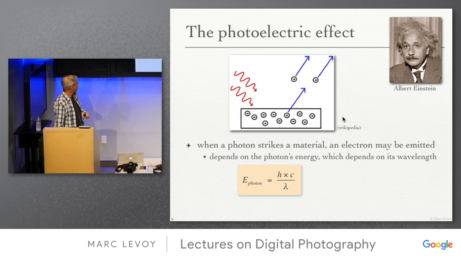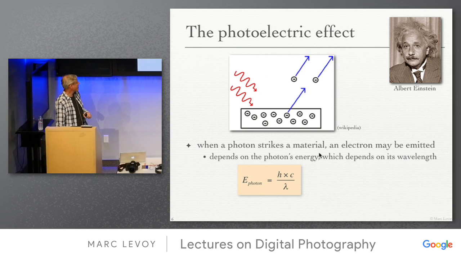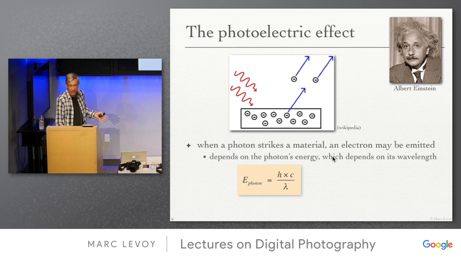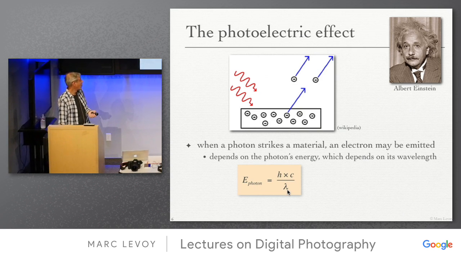So here's the equation. It basically says when a photon strikes a material, an electron may be emitted, with some probability. And the probability rises with the energy of the photon, which is Planck's constant times the speed of light over the wavelength.